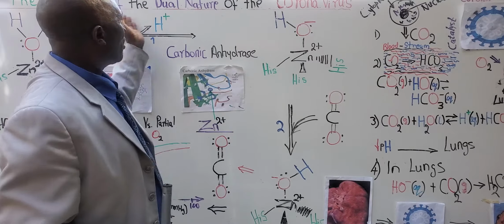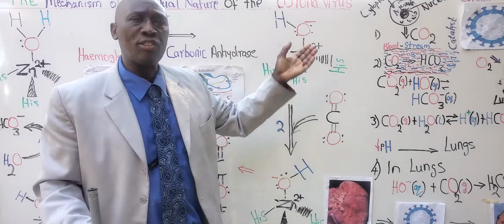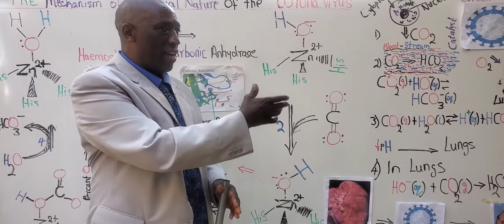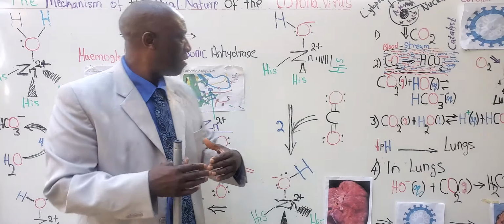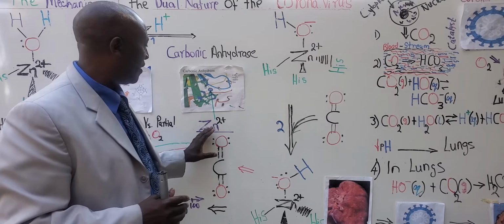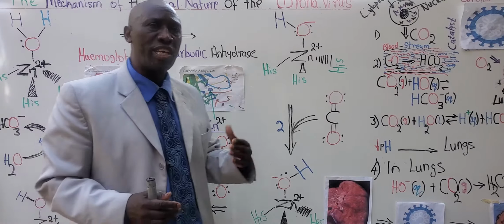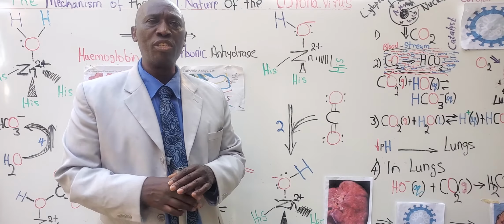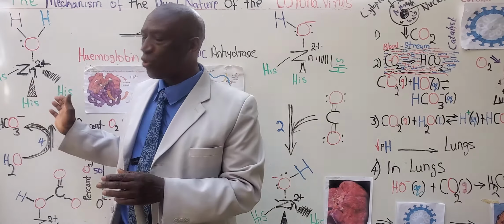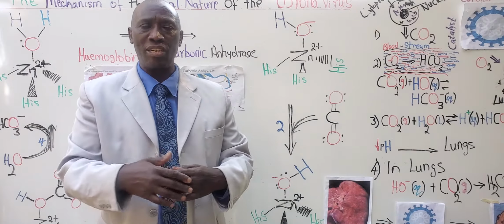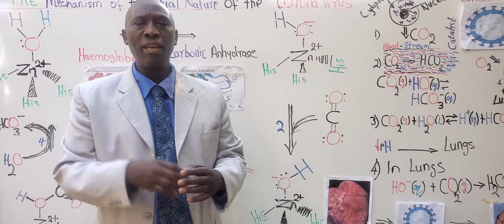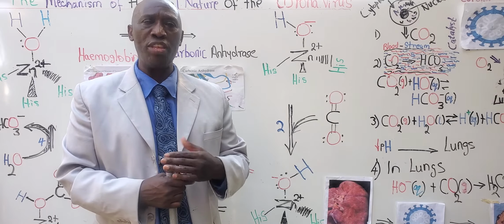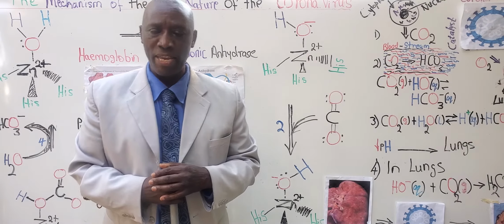Therefore, the objective of the mechanism of the dual nature of the coronavirus is to unveil how the coronavirus messes with the catalyst, the zinc ion active site, to change the chemistry of carbonic anhydrase, which regulates the binding of oxygen to hemoglobin, changing the chemistry of the lungs. This change in the chemistry of the lungs is the cause of the world pandemic.